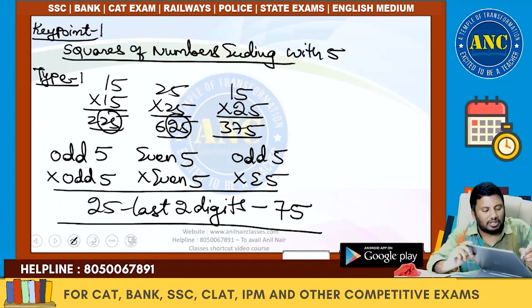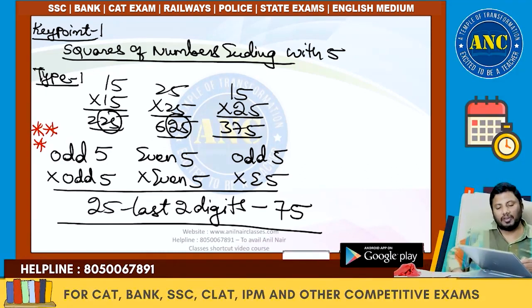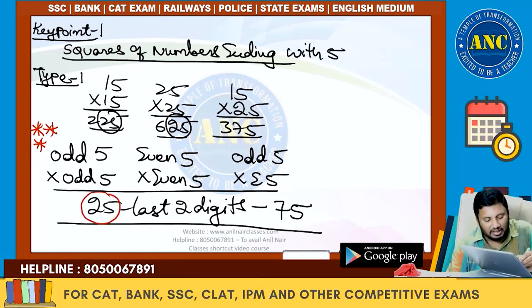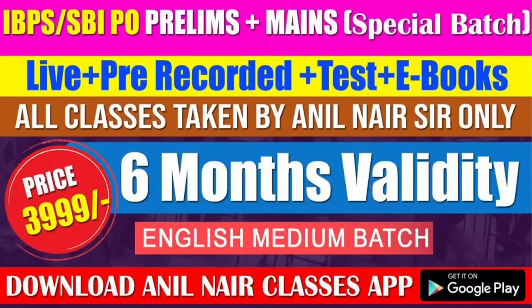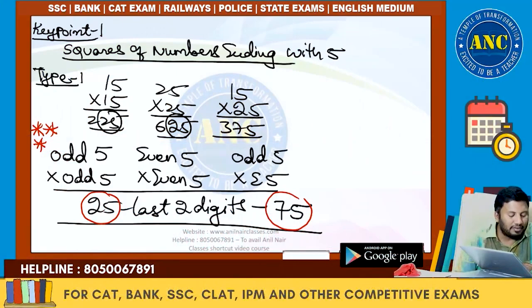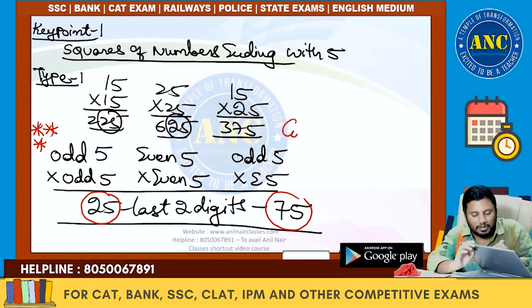Please write down this concept. When you multiply any two odd numbers ending with 5 or any two even numbers ending with 5, last two digits will be 25, else the last two digits will be 75. Odd 5 into odd 5, 25. Even 5 into even 5, 25. Odd 5 into even 5, 75. This is the concept.